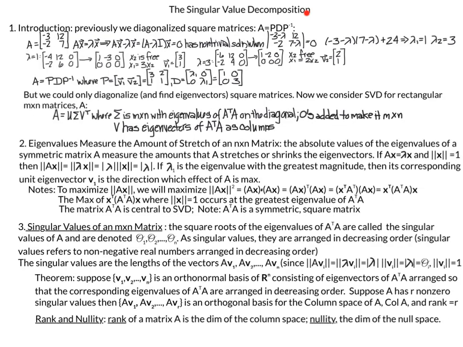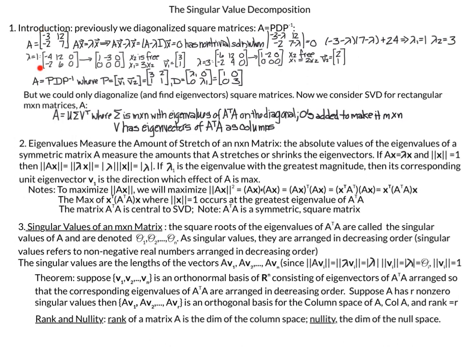We start by getting inspiration from diagonalization of square matrices. When we have a square matrix, we can write it as a product of three matrices, P, D, and P inverse. And we found that P would be the matrix with the column vectors equal to the eigenvectors of A, and D is the diagonal matrix with the diagonal being the eigenvalues of matrix A.